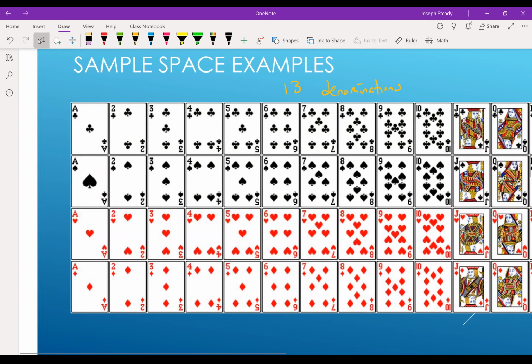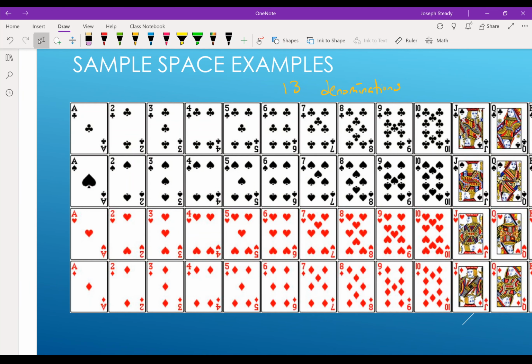There are also, if we go up and down, 4 suits. That is clubs, spades, hearts, and diamonds. Those are your 4 suits.